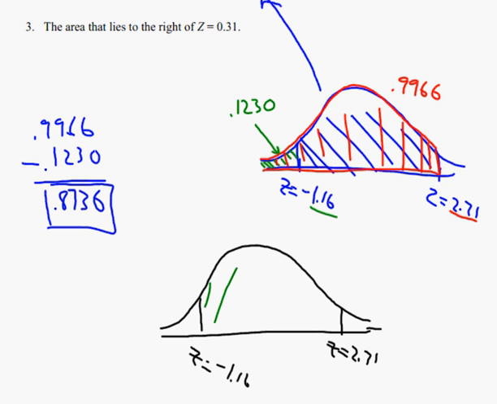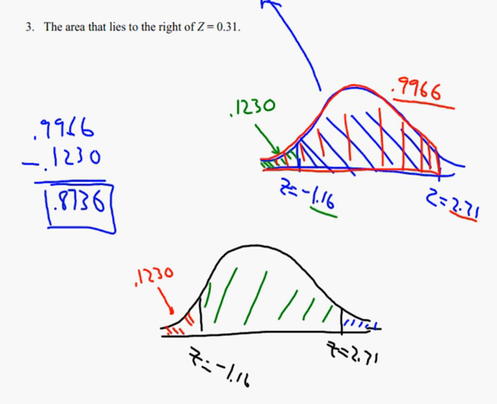We know we want this green area in the middle. So what you can do instead is find that area in that tail, find that area in that tail, and then subtract it from 1. Because we know the total area under the normal curve is 1. This one we already know. This turns out to be 0.1230. The chart will not give us the area above 2.71. So what we could do is look up 2.71, and we know the area to the left from before was 0.9966.